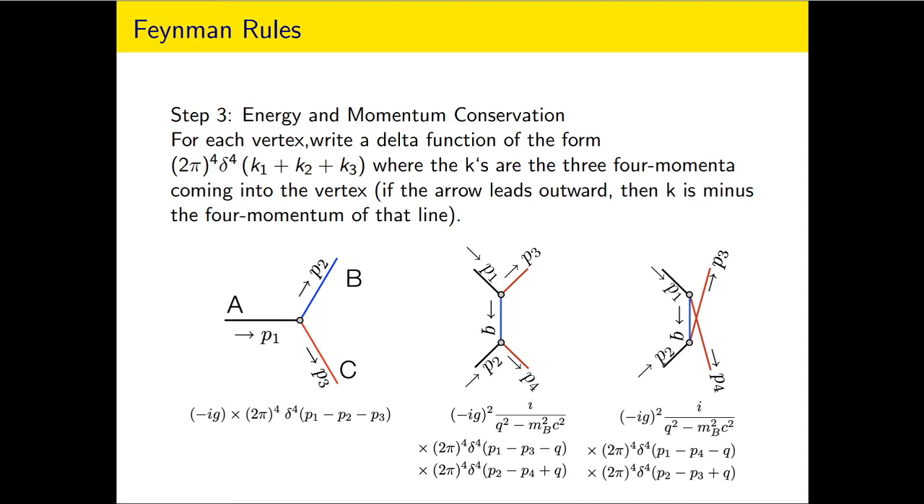We can see here at the bottom in the equation, p1 is plus, but p2 and p3 are minus because the arrow goes outward. For the next two diagrams, we have two vertices, right? So we have two delta functions, one delta function for each vertex. I will just pause here for like 5 seconds. You can just see the equation and the diagram.